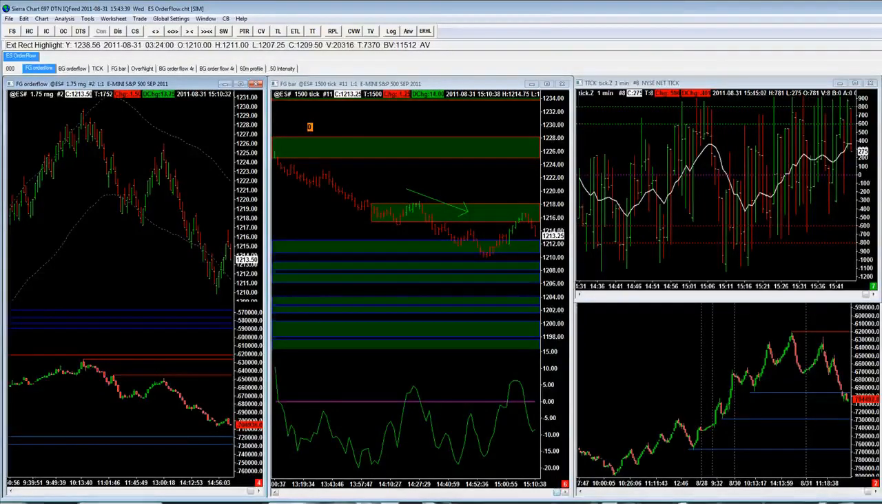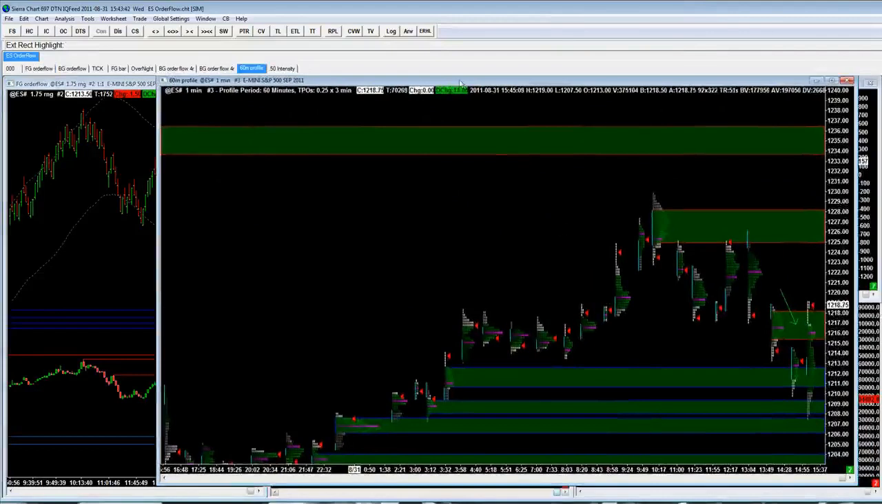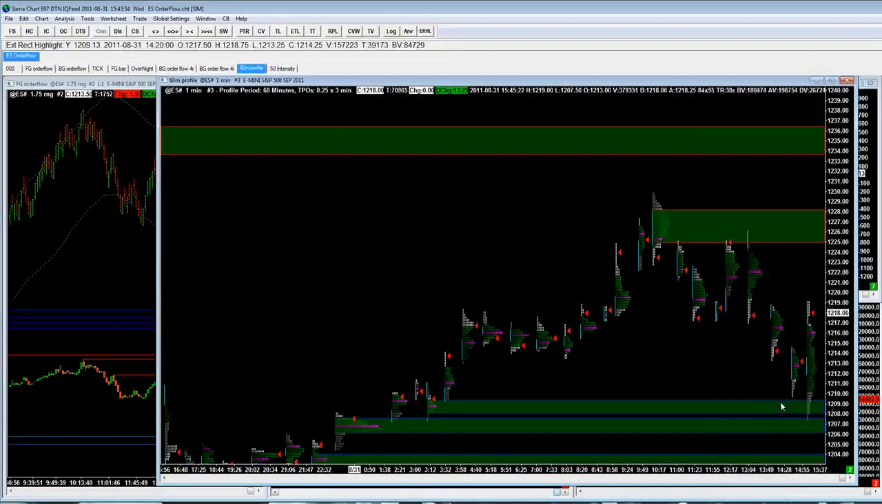But let's update all of our profiles here. We just broke through this zone. Took out this demand level. And pretty much every level that was in here gave nice tradable opportunities off of. I think there was one minor level in here, maybe this level right here. Actually, the market reacted here off of it, right here.